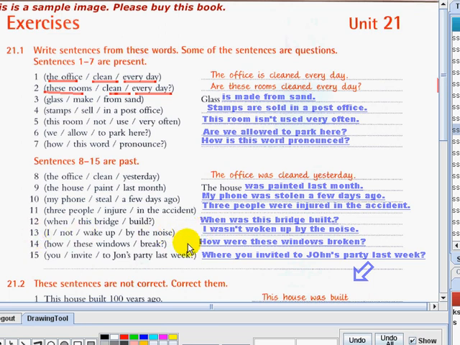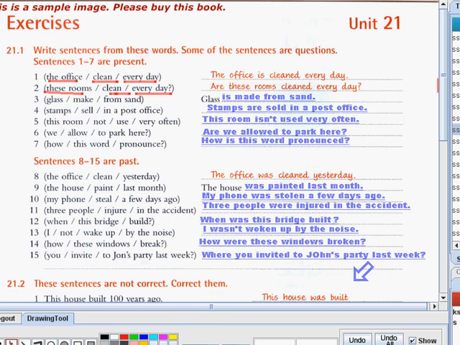How were these windows broken? Were you invited to John's party last week?